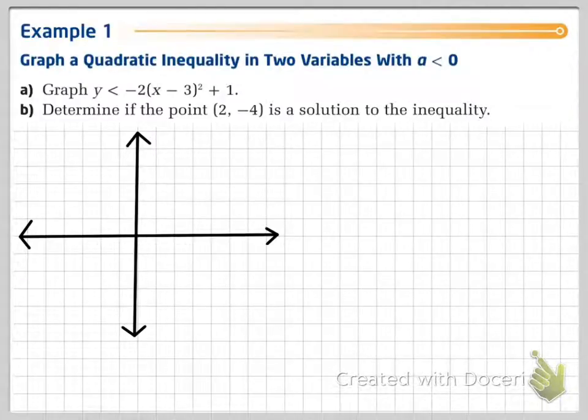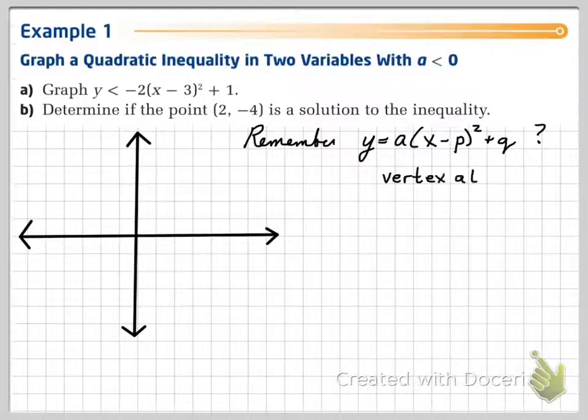In example 1, it asks us to graph a quadratic inequality in two variables with a less than 0, so a is negative. Graph y is less than negative 2 times (x minus 3) squared plus 1. Notice that this is in the form y equals a times (x minus p) squared plus q. That means that the vertex, since it's in vertex form, is going to be at the point (p, q). P is going to equal 3, and q is going to be positive 1.